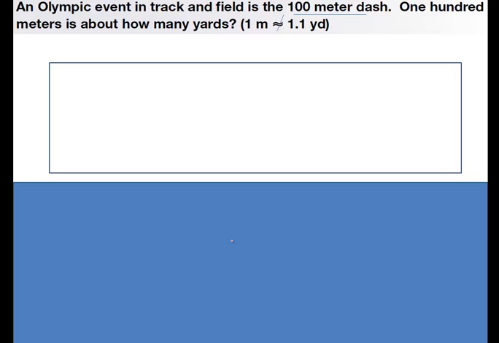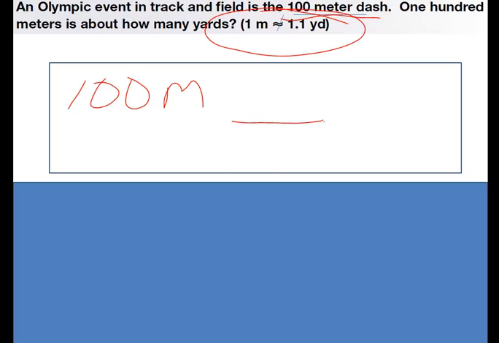So an Olympic event in track and field is a 100-meter dash. So 100-meter dash is 100 meters. We know that. It says 100 meters is about how many yards. So we need to convert 100 meters to yards. Well, I'm going to tell you right now that 1 meter is equal to 1.1 yards. So which is going to go on the bottom? Is it going to be meters or is it going to be yards? Hopefully you said meters, because we've got to cancel out the meters because it wants our answer in yards. So we're going to put the yards on top.